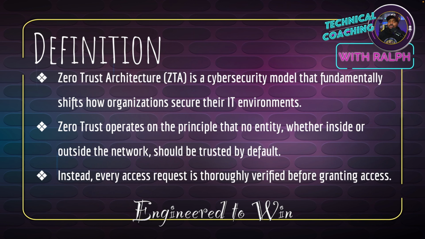So the definition of zero trust architecture. It is a cybersecurity model that fundamentally shifts how organizations secure their IT environment. Zero trust operates on a principle that no entity, whether inside or outside the network, should be trusted by default. So never trust. Instead, every access request is thoroughly verified before granting access. So like it says, never trust, always verify every single time. We don't trust you. We don't know you, right? At any given moment, you can switch up on us and you can play for the other team, and we are not having that whatsoever, right?